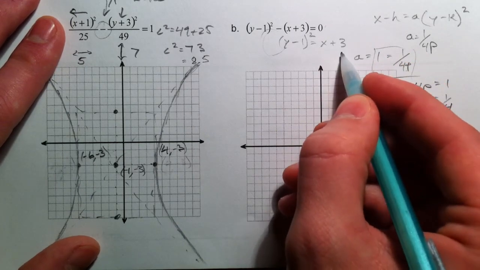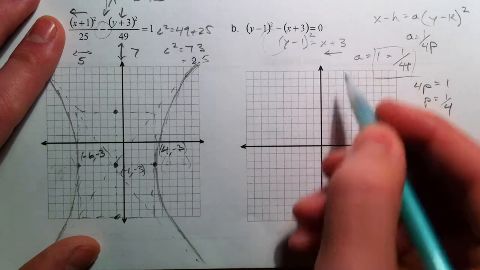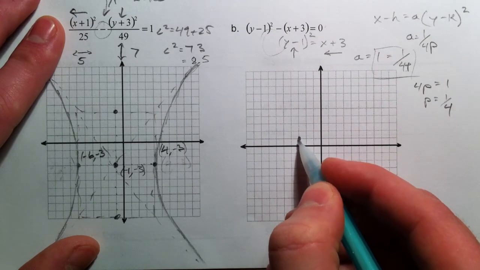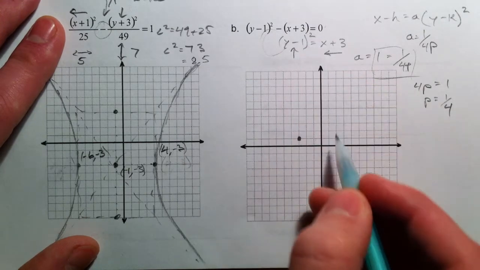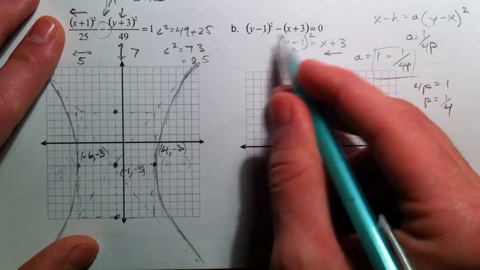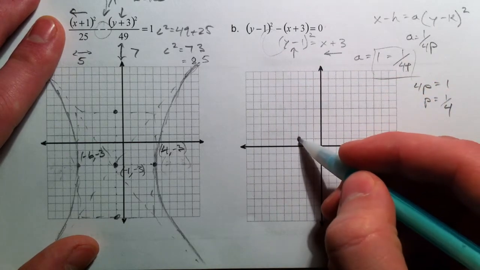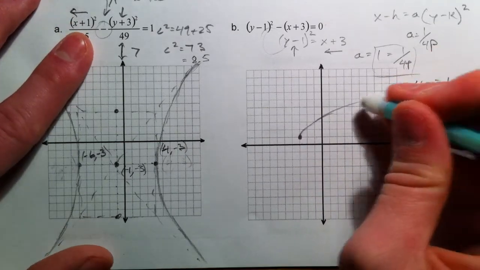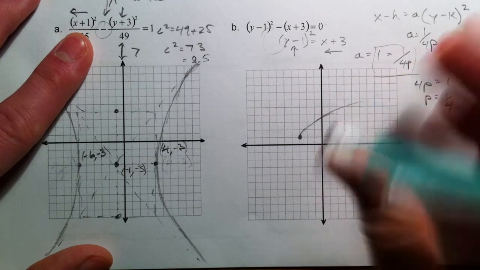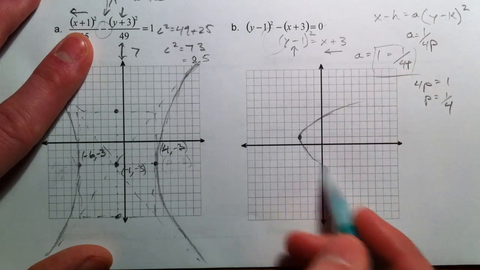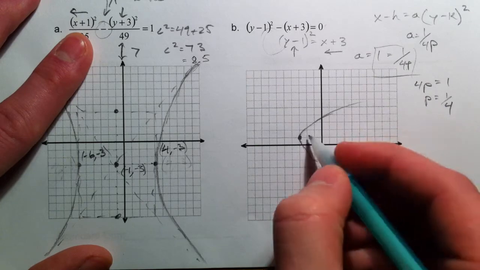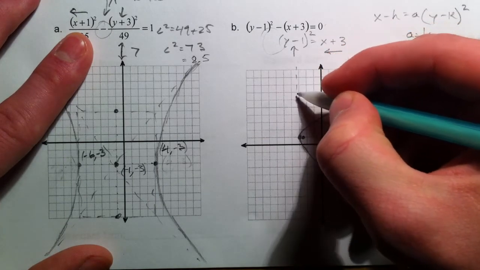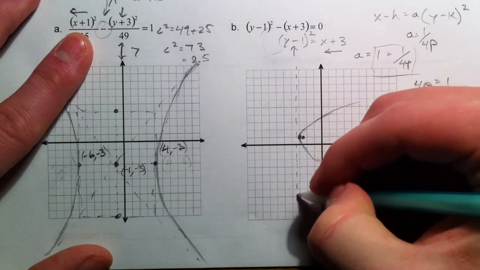This x plus 3 part shifted the vertex to the left 3, and minus 1 shifted up 1, opposite and opposite. Because it's y squared, it opens left to right. Because it's a positive, it opens to the right. And the focus is 1/4 inside, and the directrix is 1/4 to the left.